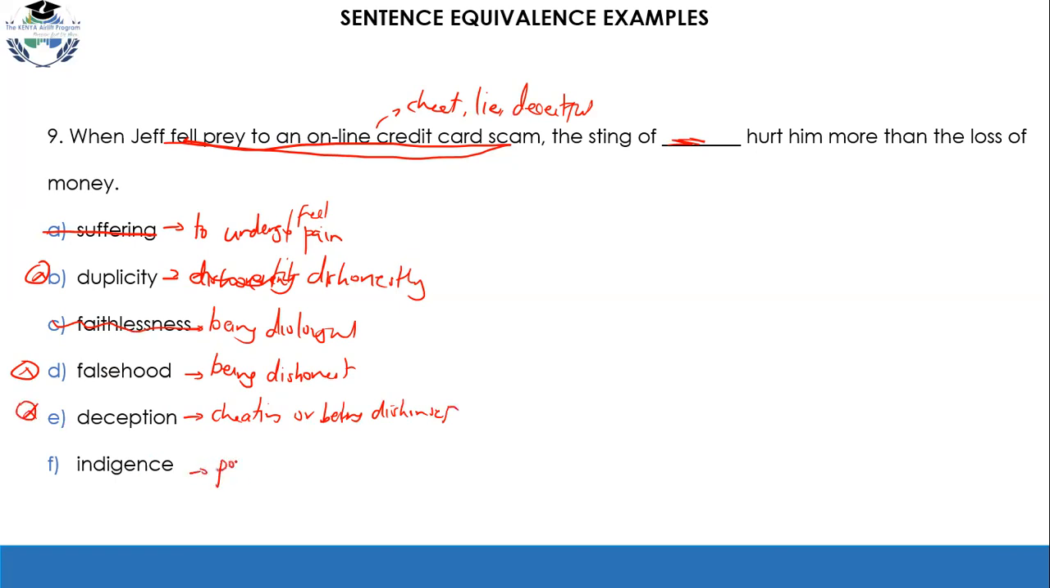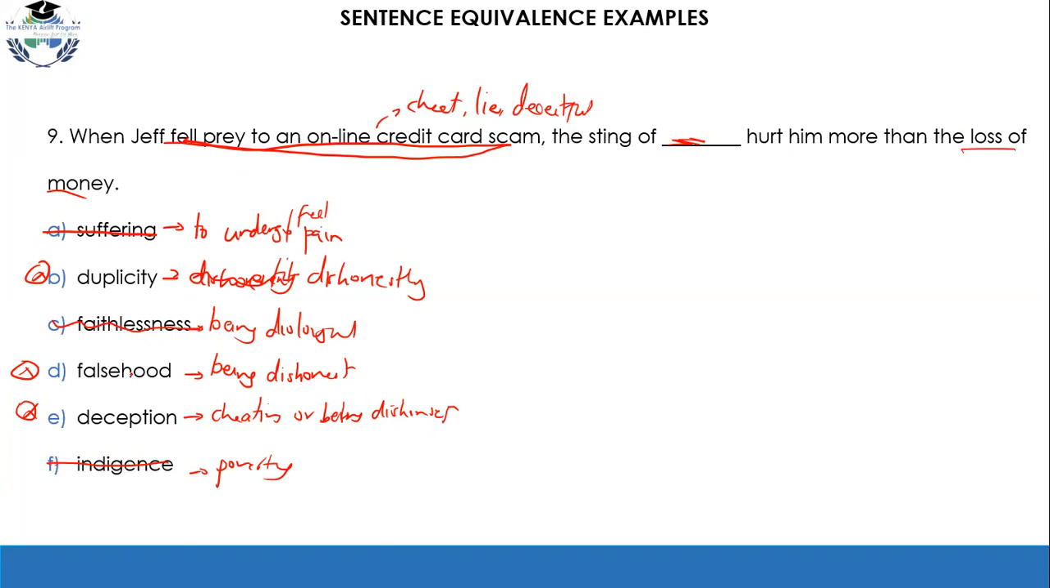Indigence, this just means poverty, right? The sting of poverty, right? This does not work, because we are saying whatever happened hurt him more than the loss of money. So we are not talking about being poor here. That does not really matter to him. Whatever happened to him hurt more than the loss of money. So we have duplicity, we have falsehood, we have deception.